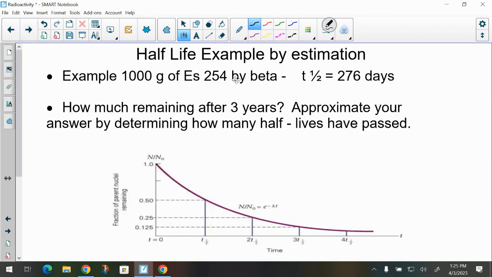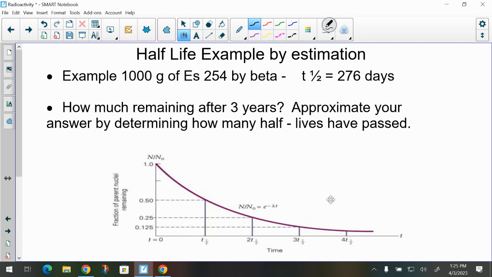So again, it's real simple. If I give you 1,000 grams of some isotope that has a half-life of 276 days, and they ask you how much is remaining after a certain amount of time, you go, okay, there's one half-life, there's two, there's three. The AP almost always makes it 3 half-lives. 276 days is a little less than a year, so after 3 years, it's gone through maybe 4 or 5 half-lives. So you just go to the chart and say 1 half-life, 2 half-lives, 3 half-lives, 4 half-lives. Oh, we only have 12% left.